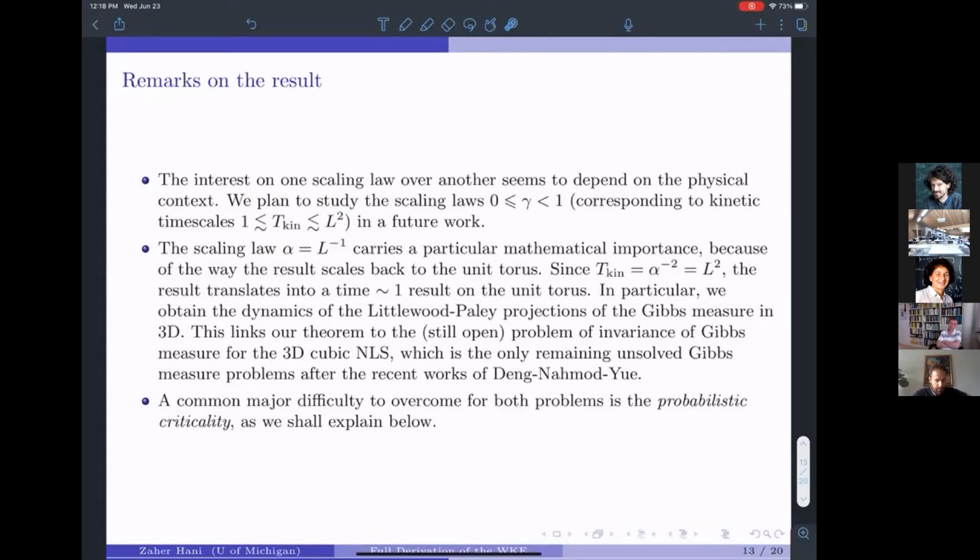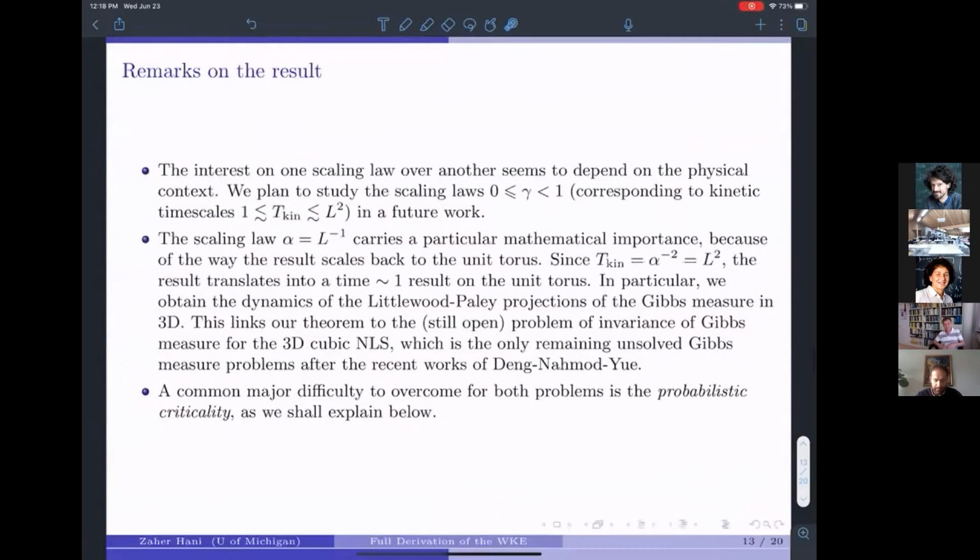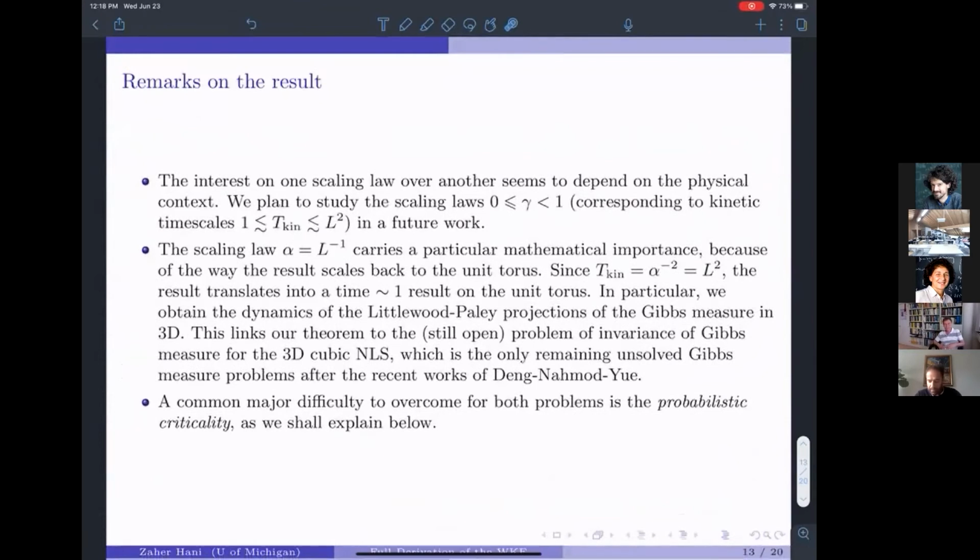So why is the scaling law alpha equals L inverse of particular importance, the one that we consider over here? Part of the reason is that in this scaling law, the kinetic timescale is actually of order L squared. And as such, the result translates into a time one result on the unit torus. In particular, our result gives us an understanding of the dynamics of the Littlewood-Paley projection of the Gibbs measure for the 3D cubic analysis equation, which links our problem to the problem that Andrea was talking about in the previous talk, the still open problem of the invariance of the Gibbs measure for the 3D cubic analysis equation. And by the way, as Andrea explained to us, this is the only remaining unsolved Gibbs measure problem after their very nice recent works with Yu Deng and Haitian Yu.